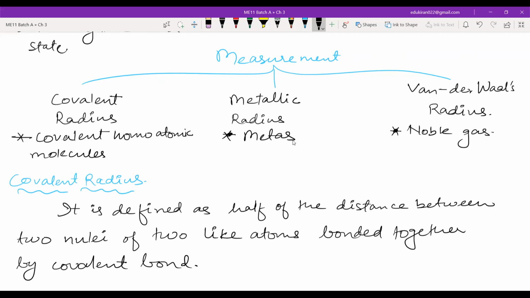It is defined as half of the distance between two nuclei of the two like atoms bonded together by covalent bond. The important point is that it should be covalent homoatomic molecules. For example, CH4 methane is also a covalent molecule, but it is heteroatomic, meaning we have different atoms in that molecule. Homoatomic examples are H2, F2, Cl2, carbon as diamond, carbon as graphite. All these are examples of covalently bonded homoatomic molecules.